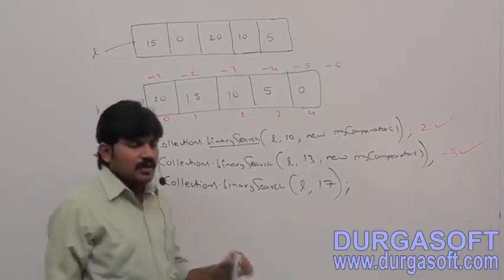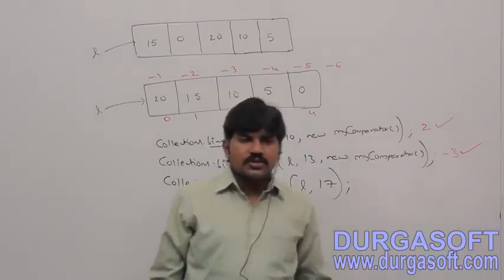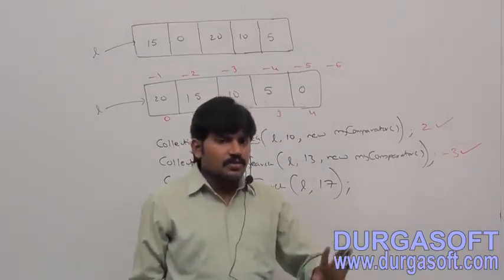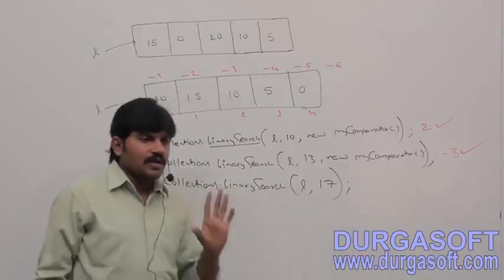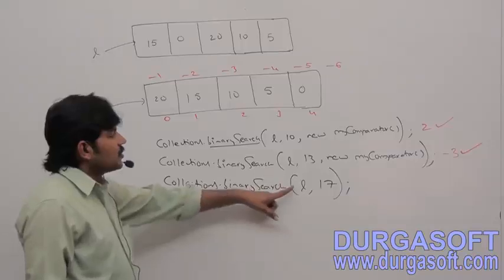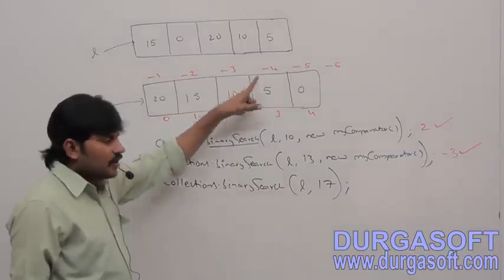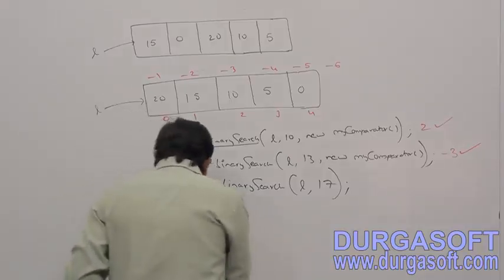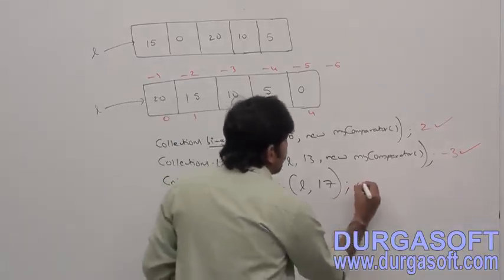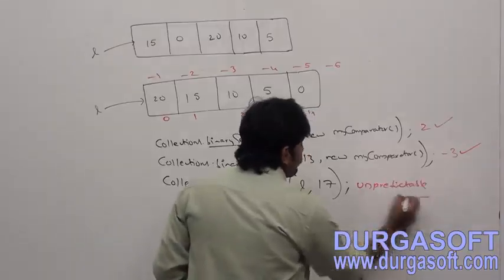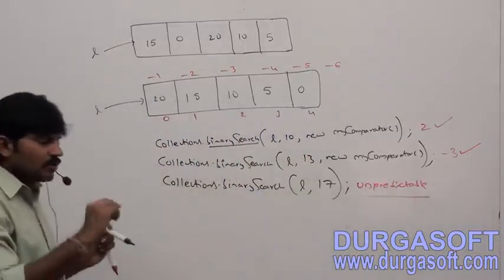Last conclusion: if the list is sorted according to a comparator, then at the time of search we should also pass the same comparator object. Otherwise what will we get? Unpredictable results. The list is sorted according to a comparator, but at the time of search I am not passing the comparator. That's why the result will be unpredictable. Are you getting it? I will show that unpredictable result also.